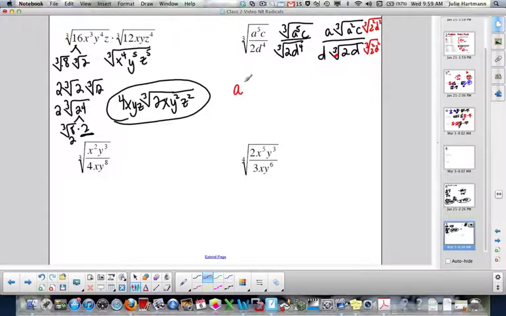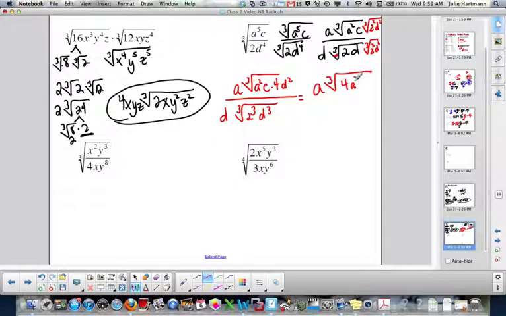So, on the top, you have a squared c times 2 squared, which is 4d squared. On the bottom, this right here gives you d times the cube root. 2 times 2 squared is 2 cubed. D times d squared is d cubed. So on the top, just putting that in order, you have the cube root 4a squared cd squared over, on the bottom, this right here is 2d. So d times 2d is 2d squared. And that's it.